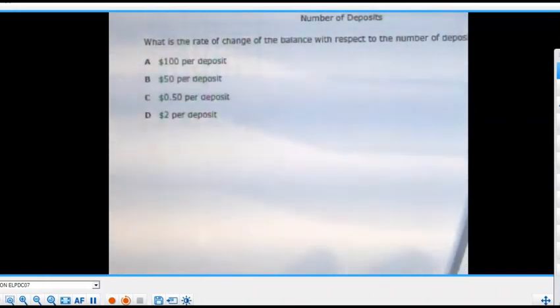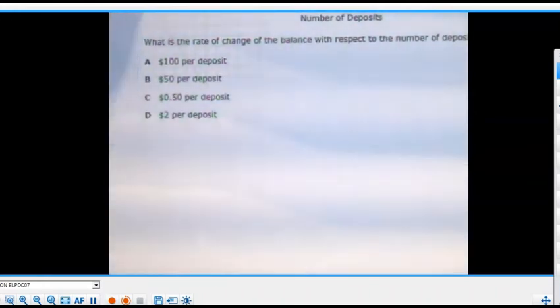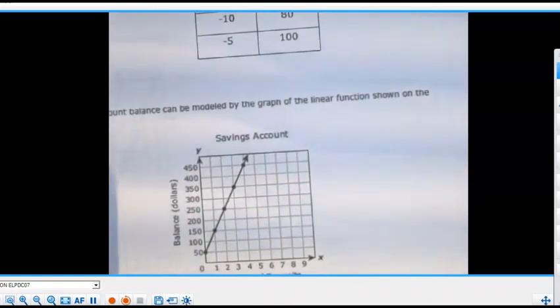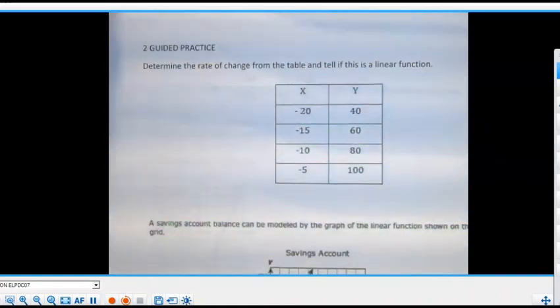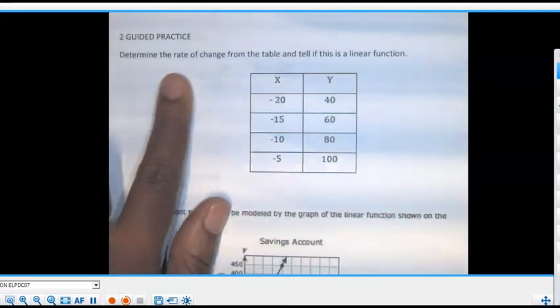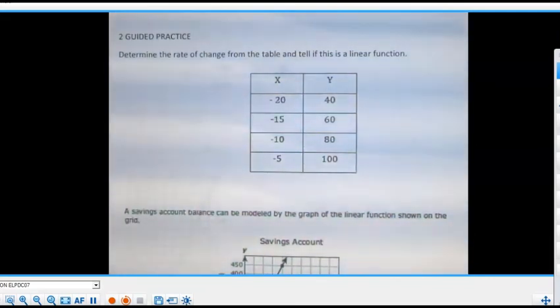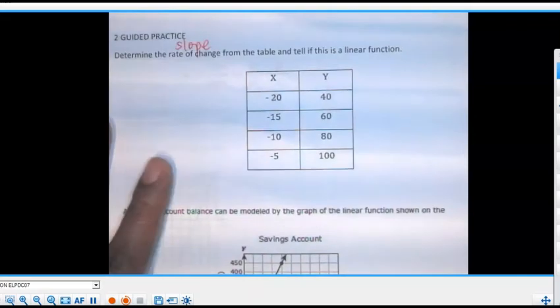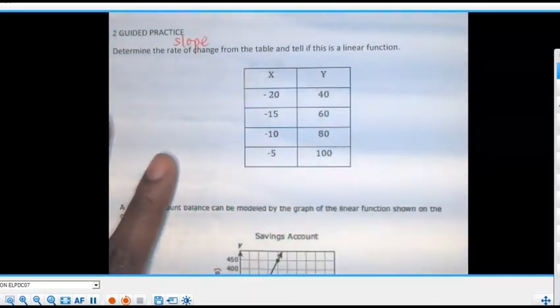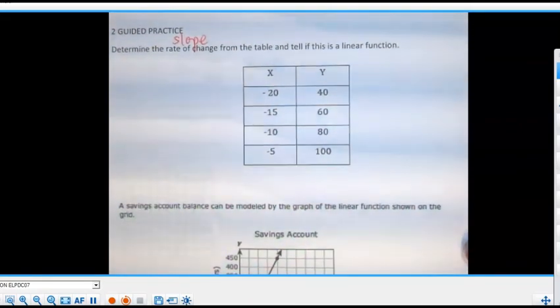Okay, so now let's go to the next one. So those were our 2 model questions. Let's go now to 2 guided questions. So same thing for this one. Determine the rate of change. As soon as I see that on a test, I say, oh, you want slope. So I'll rewrite the word slope. Determine the slope, okay, given the table for this linear function.